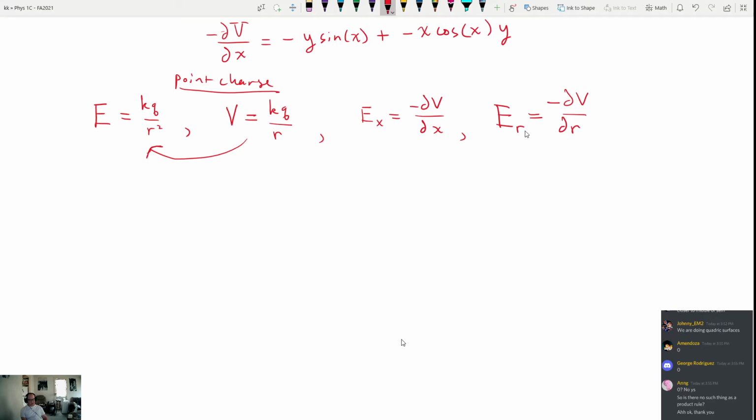Like if I want to find the theta component of the electric field, I can't just do del v del theta. I think I have to do del v del theta times 1 over r sine theta or something like that. I don't really know. But as long as it's a spatial derivative, we can totally just do this.